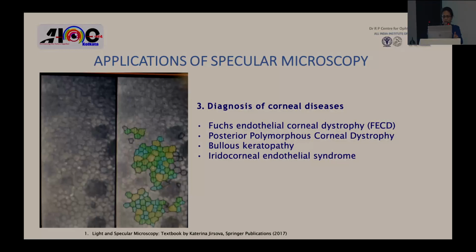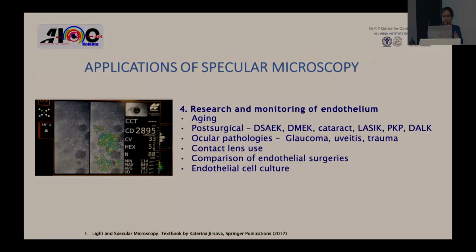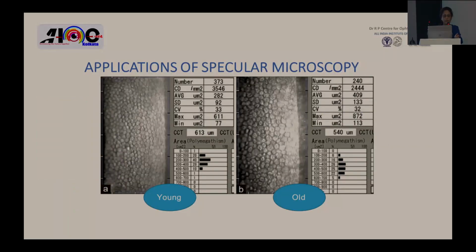You can pick up diseases like Fuchs endothelial dystrophy, posterior polymorphous dystrophy, bullous keratopathies, and iridocorneal endothelial syndrome. I'll quickly show you pictures of those as well. It's also used for research and monitoring, as in age-related changes, post-surgical endothelial attrition, and other endothelial attrition because of comorbidities like glaucoma, uveitis, corneal trauma, contact lens use, comparison between endothelial surgeries, and for endothelial cell culture imaging as well.